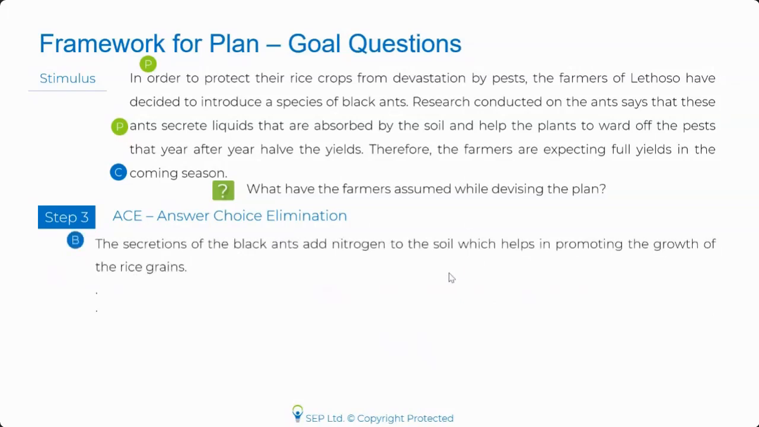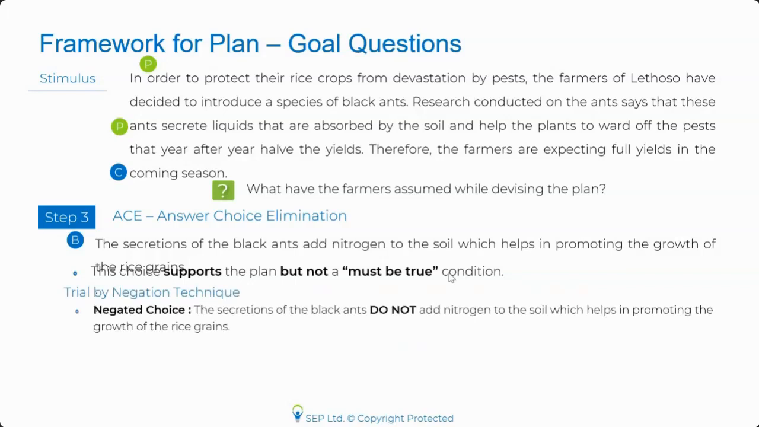Ask yourself, an assumption is something that has to be true. Does it have to be true that the black ants add nitrogen to the soil? Even if they don't add nitrogen, the growth of the rice grains might still take place, because the pests will not be harming the yields. So you can try the negation technique. When we are negating, we must always negate the main verb. So the secretions of the black ants do not add nitrogen to the soil, which helps in promoting the growth of rice grains.